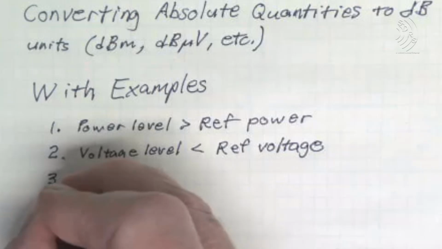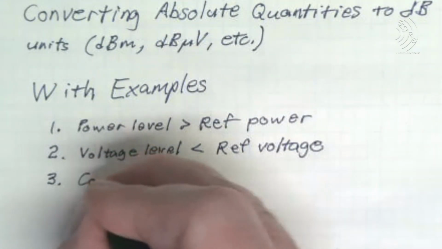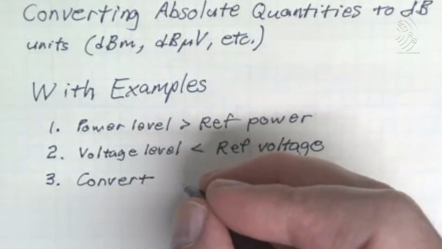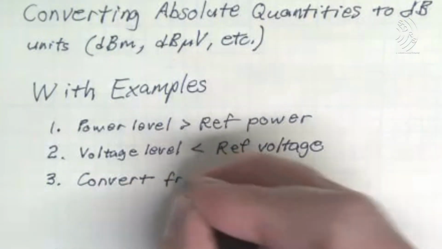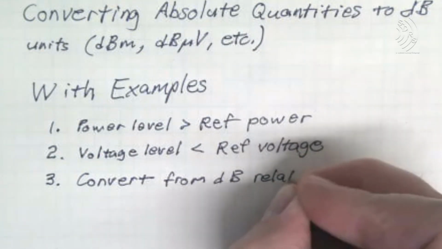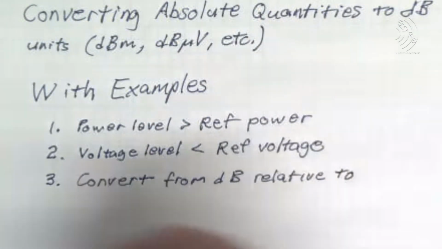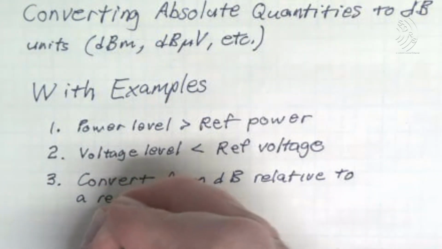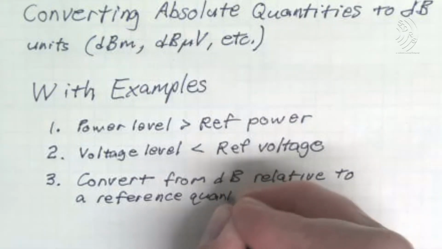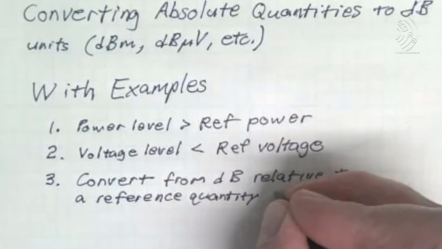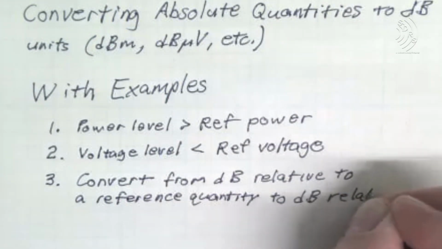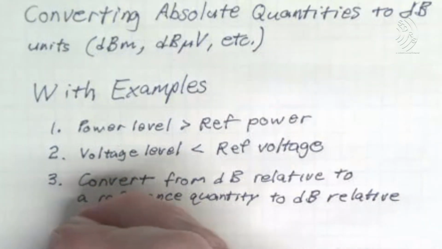And in the third example, we're going to convert an absolute quantity from dB relative to a reference quantity to dB relative to a second reference quantity.